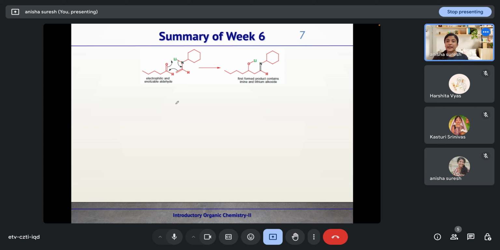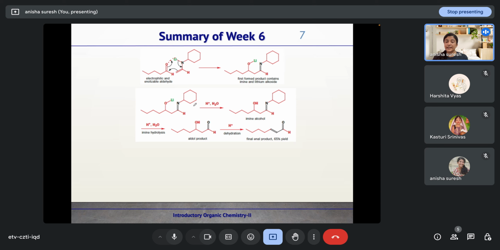Now what will happen? We have the electrophilic and enolizable aldehyde, and this can coordinate with this lithium, leading to formation of a six-membered transition state. This N-Li bond will break, and this carbon-carbon double bond will attack this electrophilic center of this aldehyde, and this O-Li bond will be forming, leading to formation of this lithium alkoxide. The first formed product contains the imine and the lithium alkoxide.